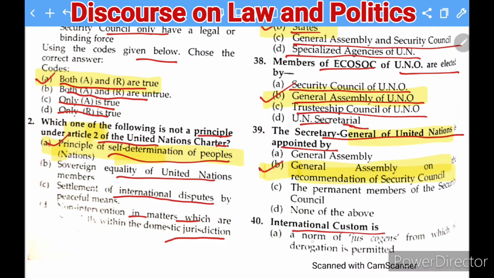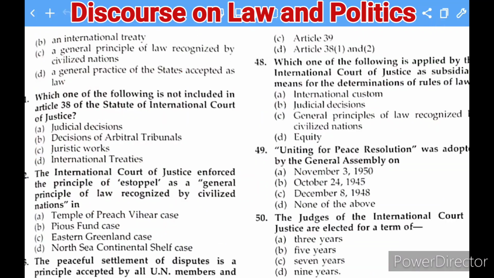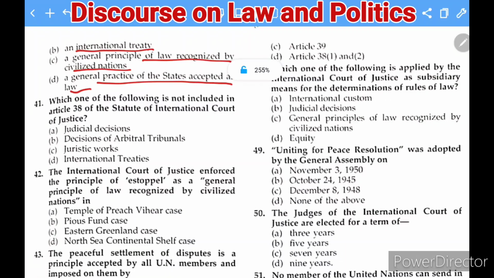Now the next question is here. International custom is a norm of jus cogens from which a derogation is permitted. The other options are an international treaty, a general principle of law recognized by civilized nations, a general practice of states accepted as law. So which is the right answer here? Just give me your options in the comment and chat box. I am waiting for your response.